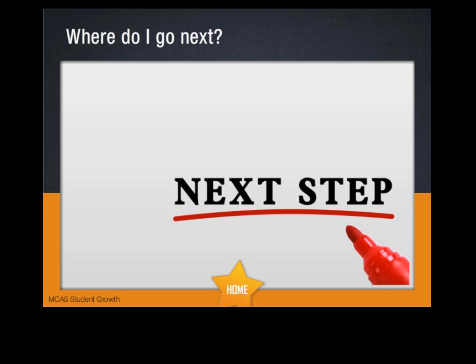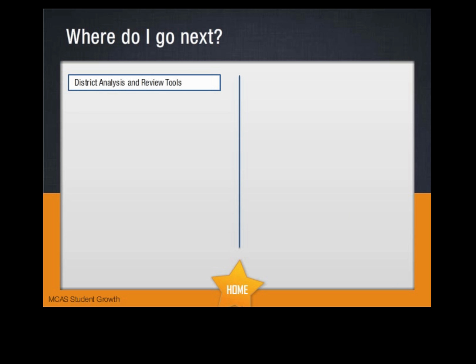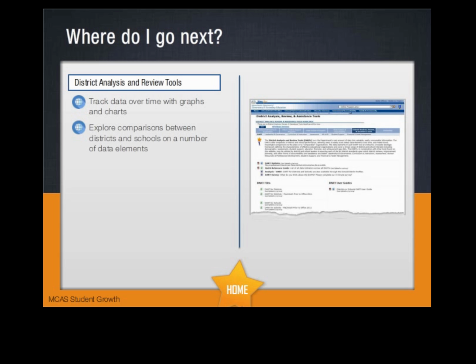Once you've fully explored the MCAS student growth report and analyzed the data you found there, you'll want to plan next steps. The District Analysis and Review Tools, or DARTs, are excellent resources to help you track data over time with graphs and charts, and explore comparisons between districts and schools on a number of additional data points.